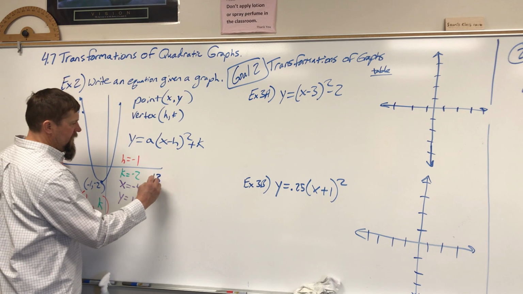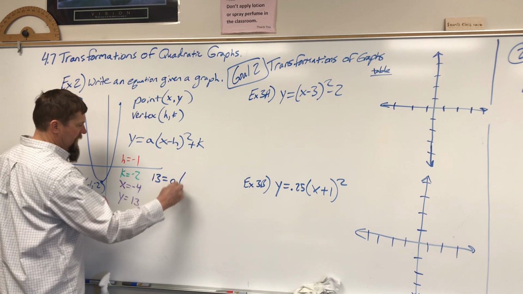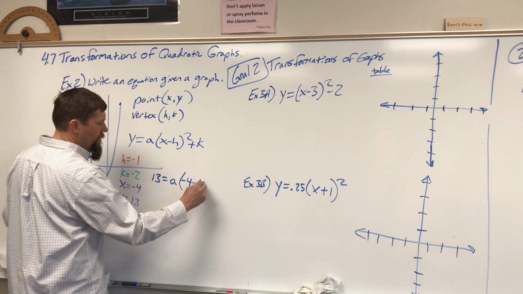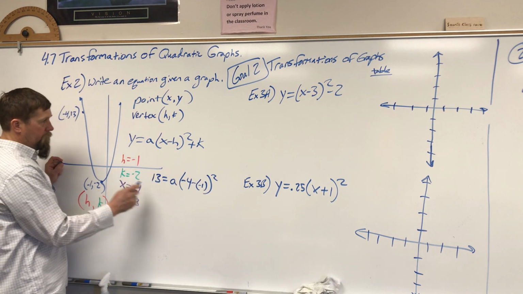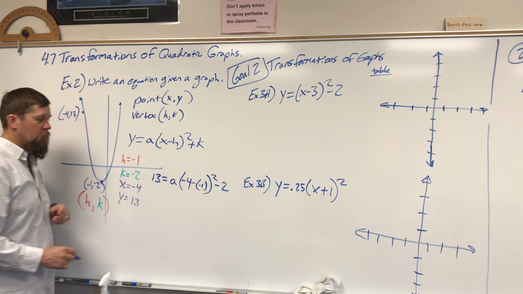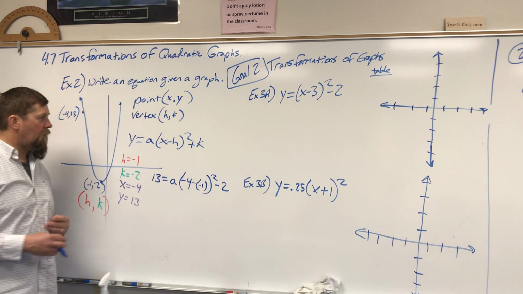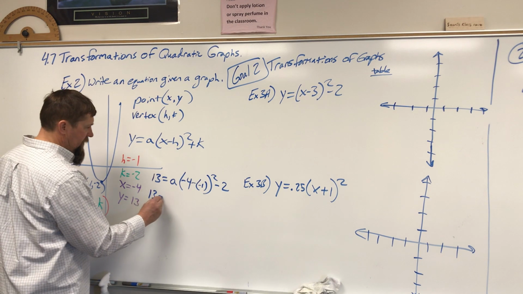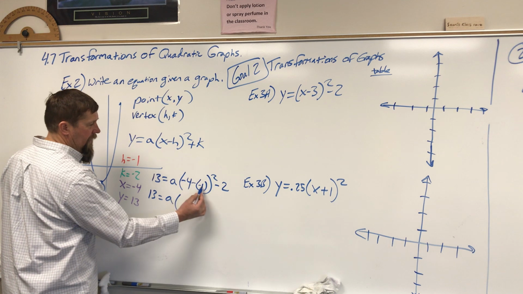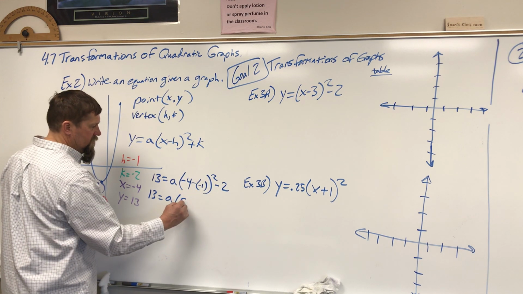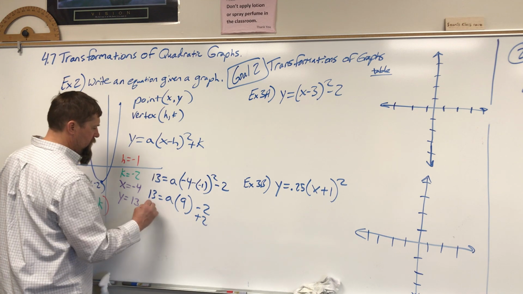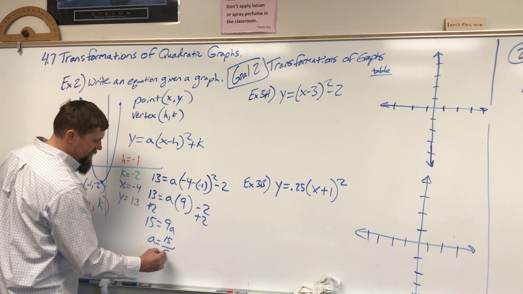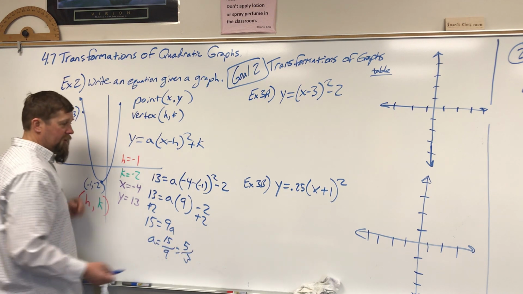So we're going to plug in 13 equals a times (-4 minus -1) squared plus -2. Now, since we know all variables besides a, we can solve for a. 13 equals a times, this is -3 squared, which is 9, minus 2, so I'm going to add 2. I get 15 equals 9a, so a is equal to 15/9 or 5/3.